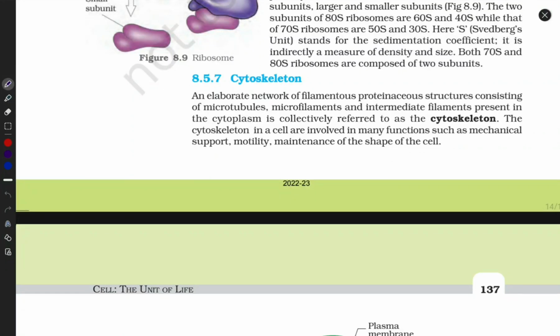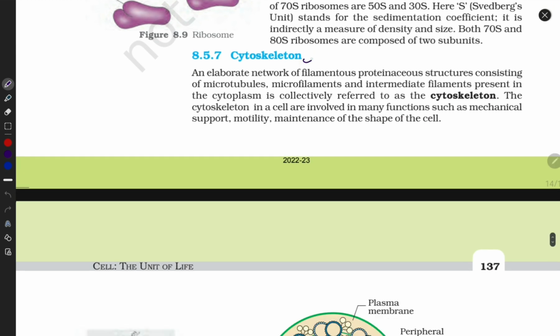So let's start with our other cell organelles, cytoskeleton. Cytoskeleton is mainly used for motility, locomotion, movement. Mainly, I'm saying mainly.